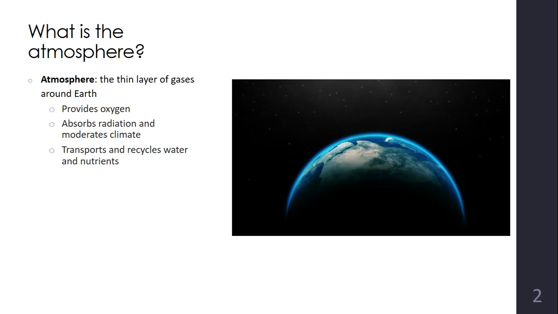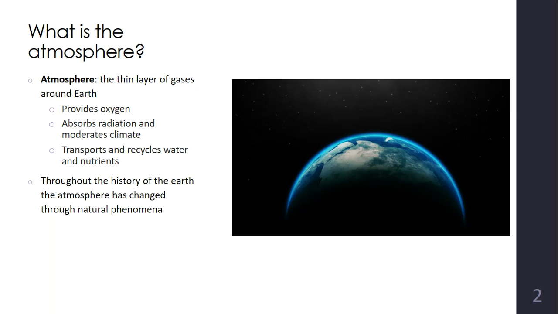It also transports and recycles water and nutrients. In Chapter 9, we're going to talk about the hydrosphere, but a lot of water recycling on the planet happens in the atmosphere. Water evaporates up into the atmosphere, comes back down as precipitation, and often gets kind of cleaned out in the process. So throughout the history of the Earth, the atmosphere has changed through a variety of natural phenomena. And human activity is now changing the atmosphere.